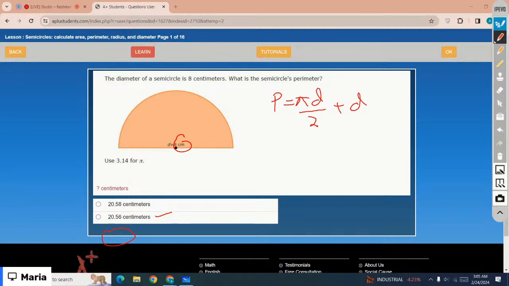So the correct option is 20.56 centimeters. Option number 2 is the correct option. Got it?